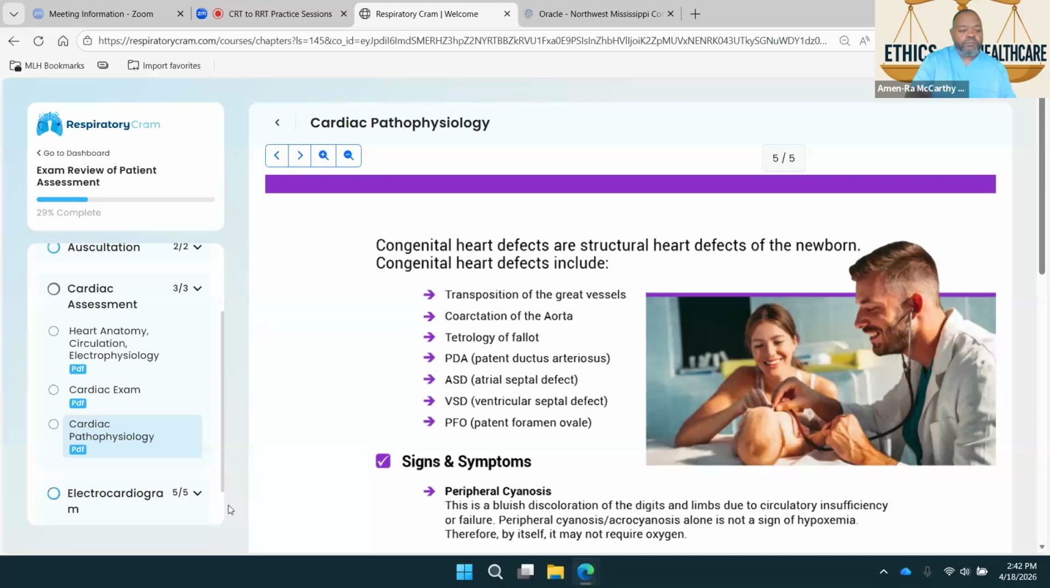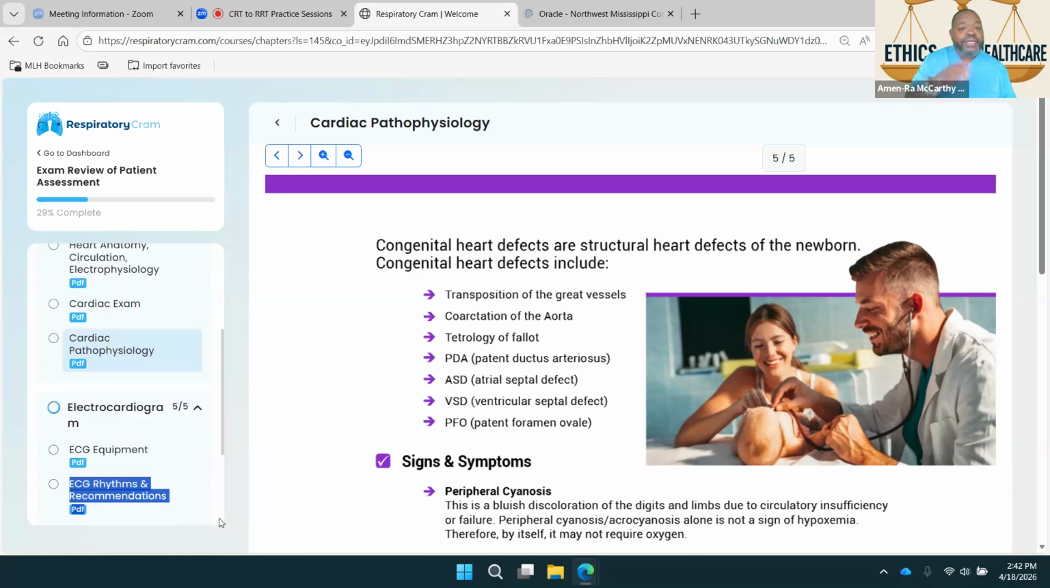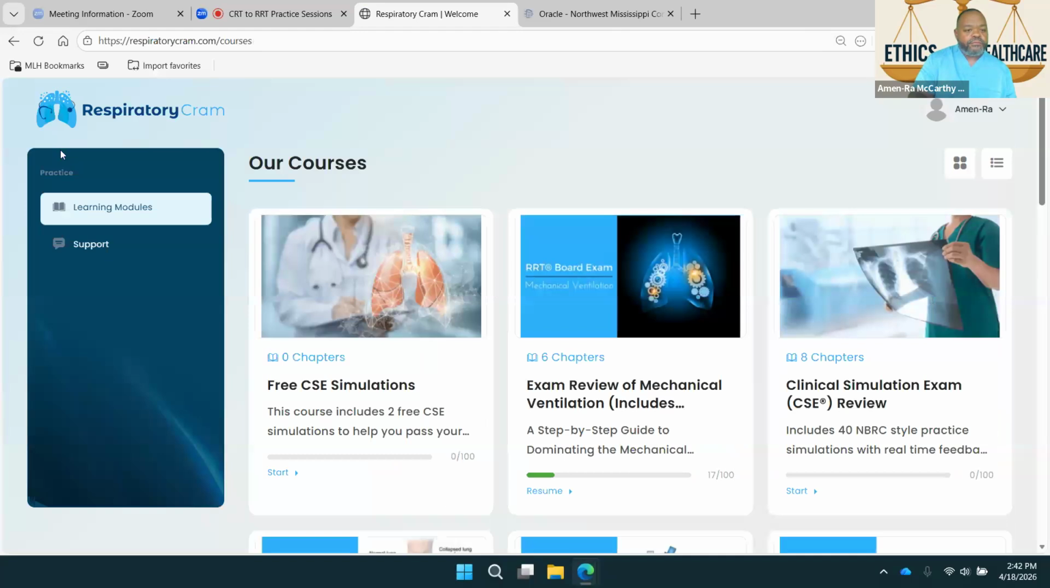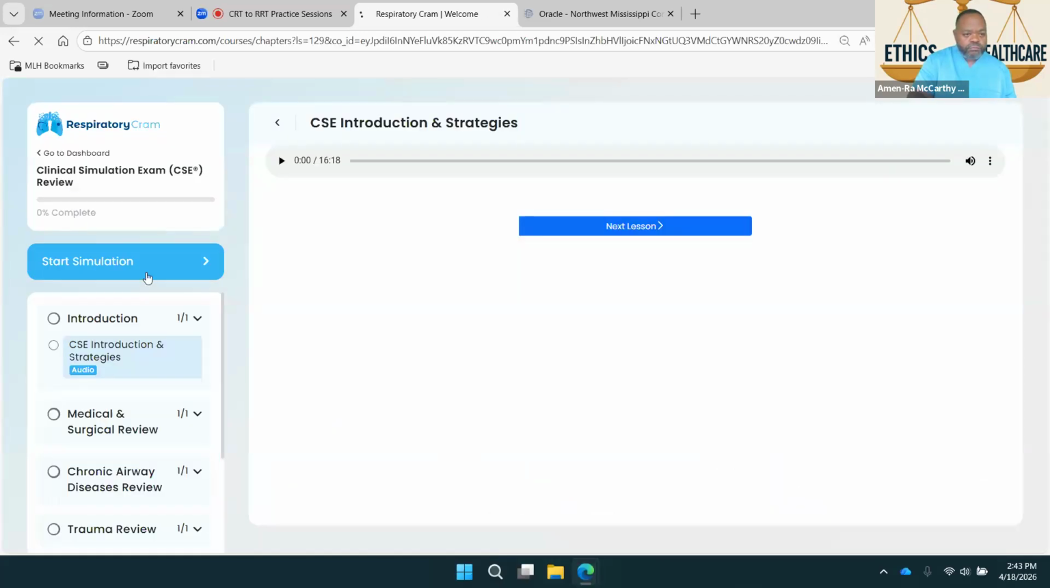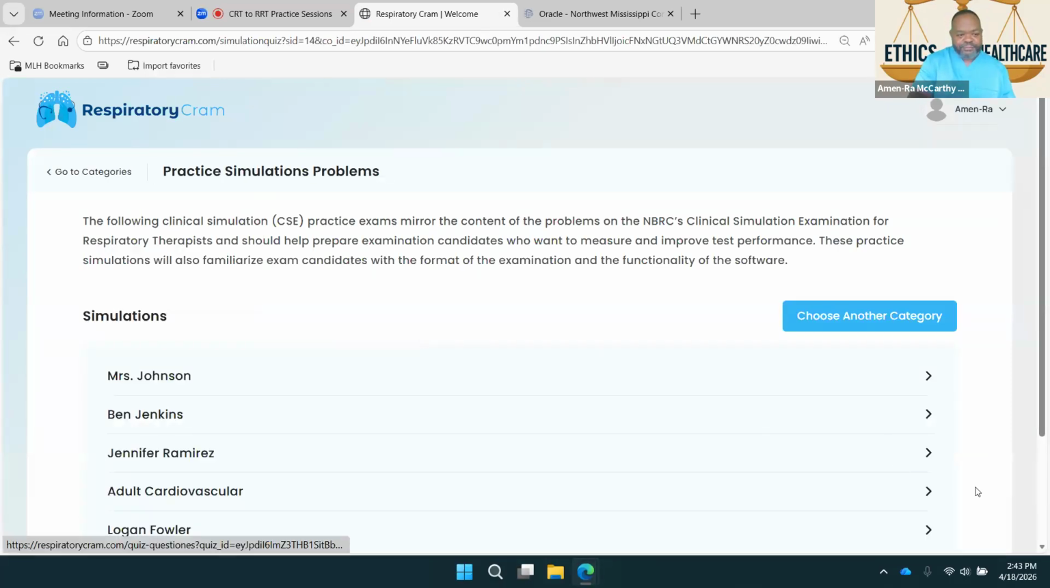All right. Where are we now? Let's see. All right, we have 20 minutes left. So the next section, guys, is EKGs. But since we only have 20 minutes left, I'm going to go ahead and end with a simulation. So let's go into a similar cardiac simulation. Adult cardiovascular simulation.